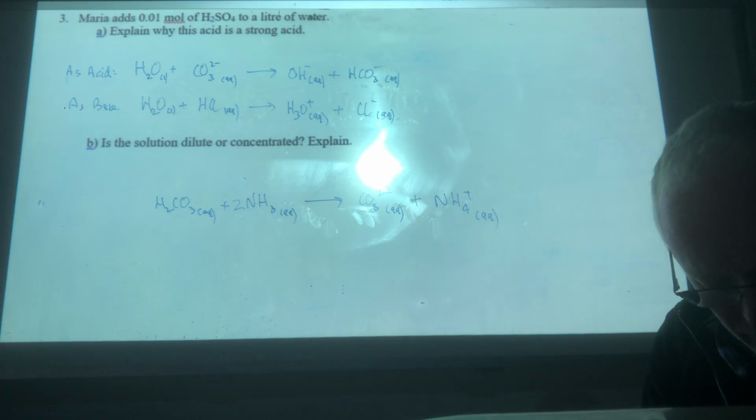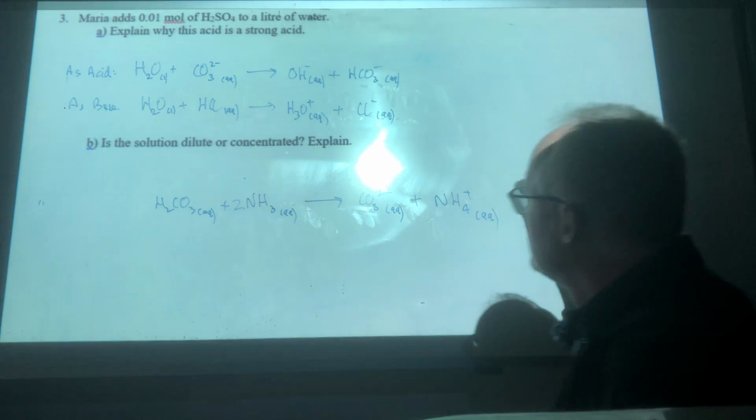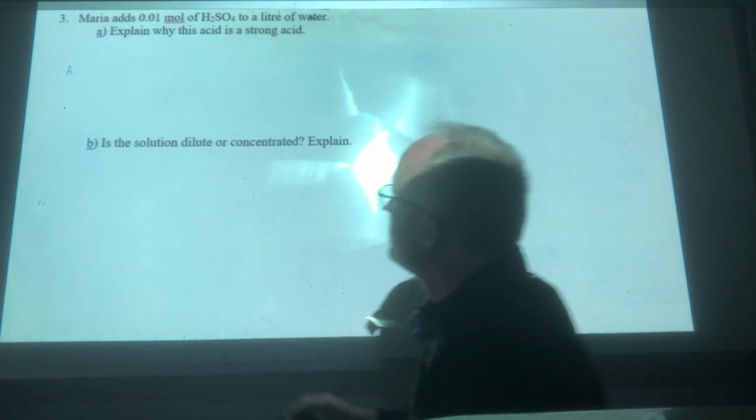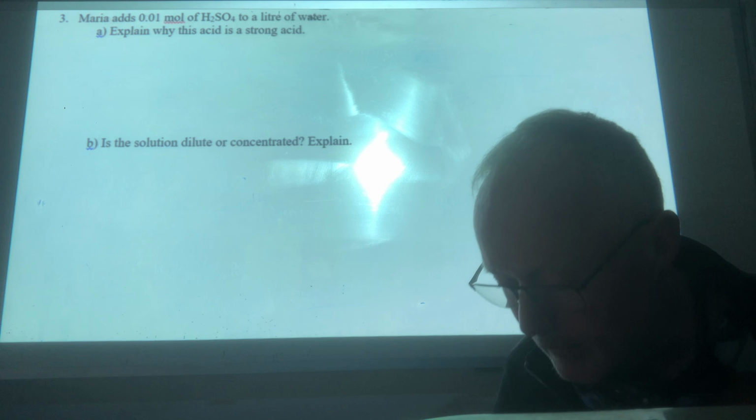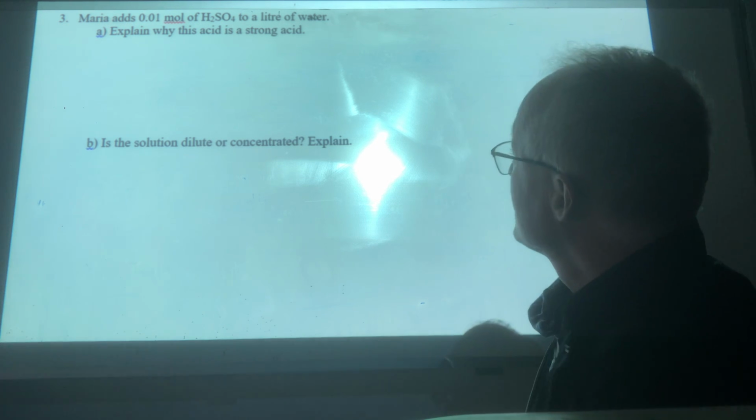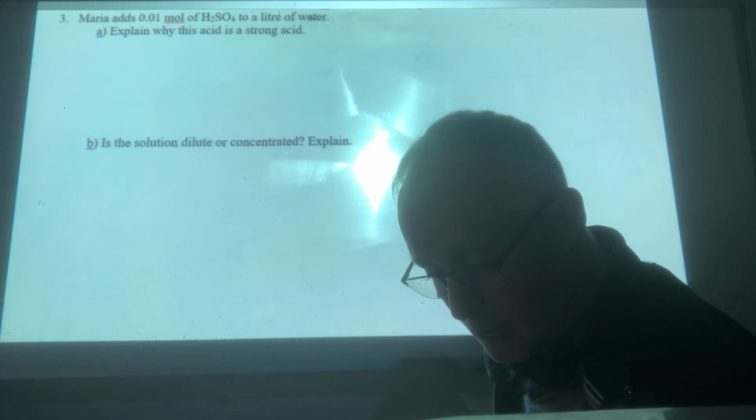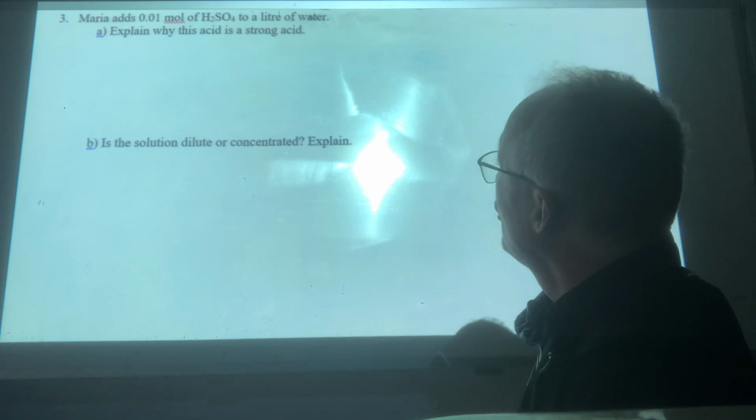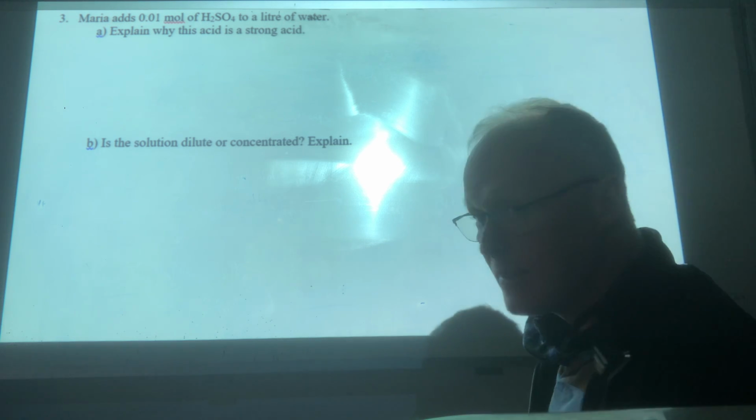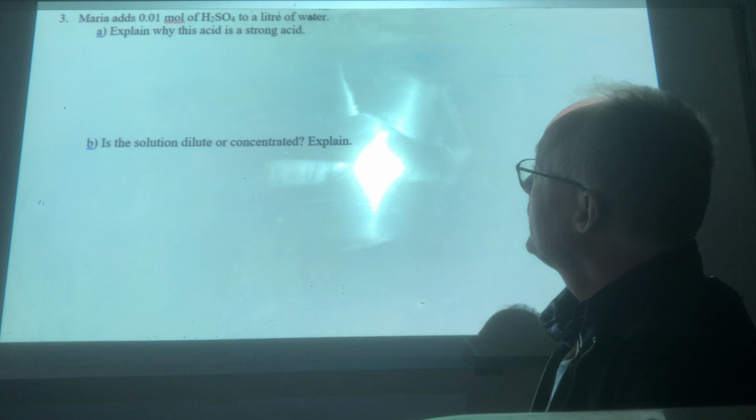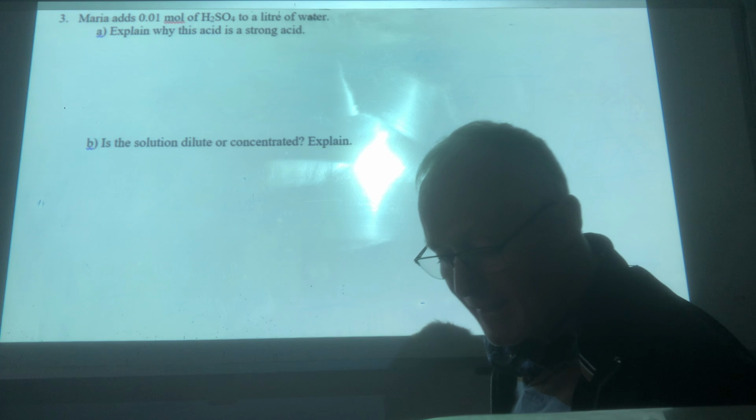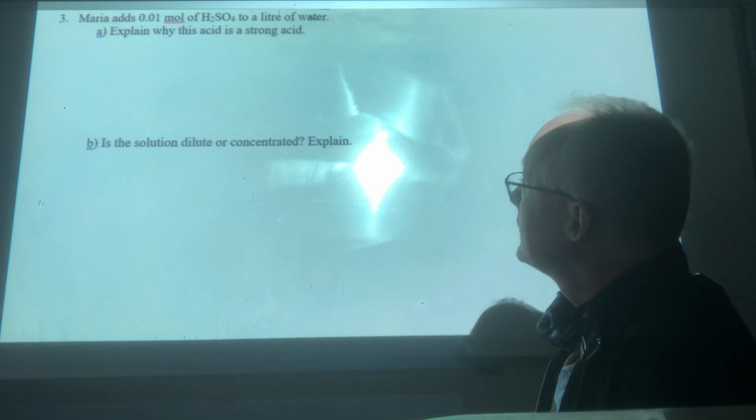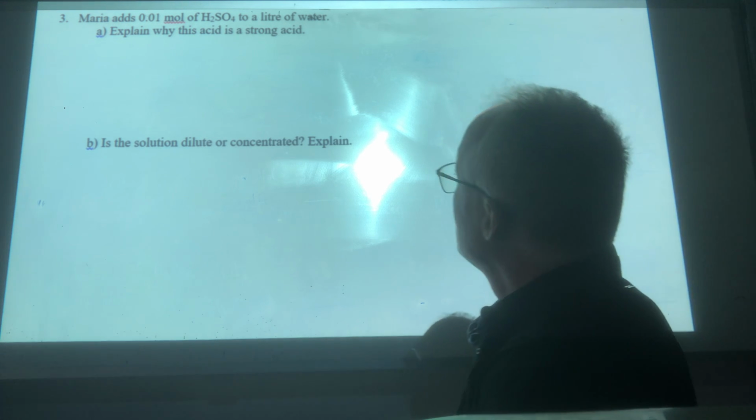On to 3 and 4. Okay, H2SO4 is a strong acid. Why is H2SO4 a strong acid? Well, because it does what strong acids do, and it ionises to a large extent, almost fully. First ionisation is pretty much complete.